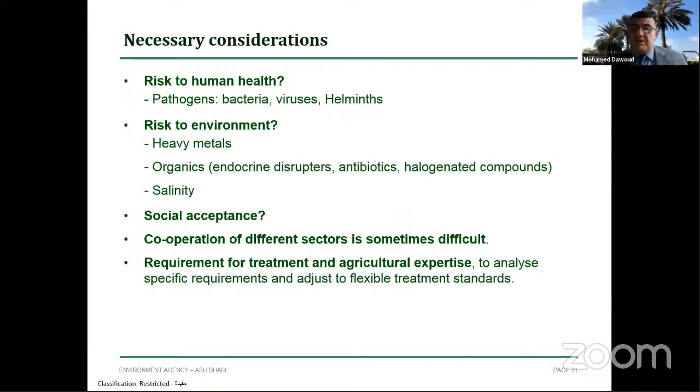Also, there is the cooperation between different sectors. Sometimes there is some competition between different sectors. Should we use it for farming? Should we use it for district cooling, for aquifer recharge, or for landscaping and amenity places?